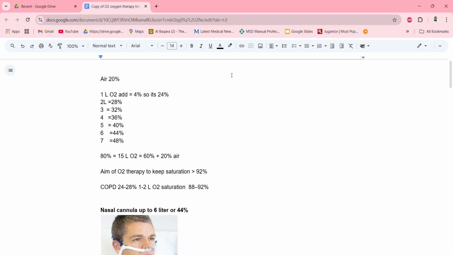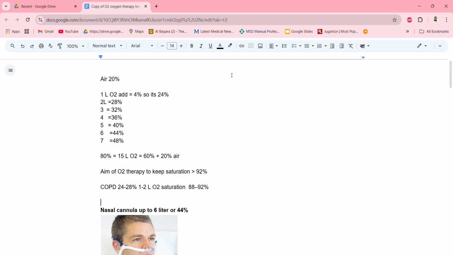Oxygen therapy. First of all, you have to know the air contains 20% of oxygen. So everybody in the world is living in 20% oxygen. If somebody gives 1 liter of oxygen through the nose by nasal cannula or face mask, it will add 4% oxygen.